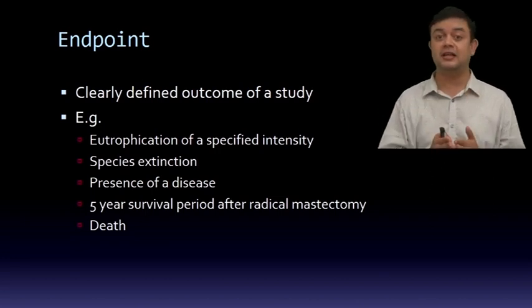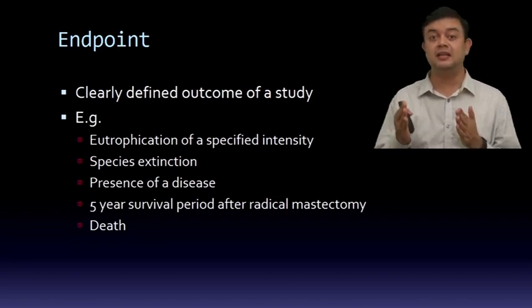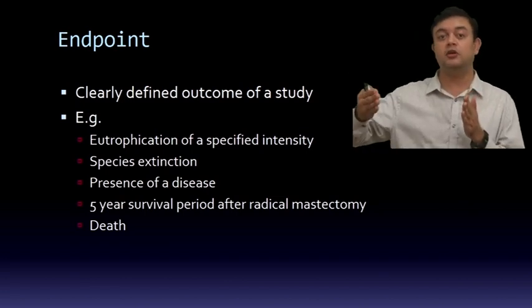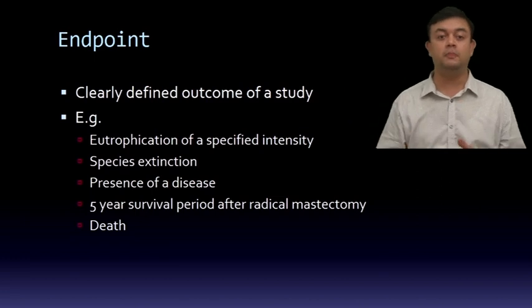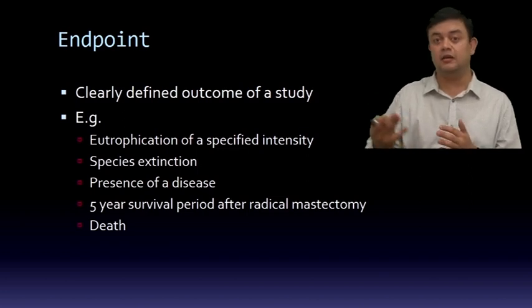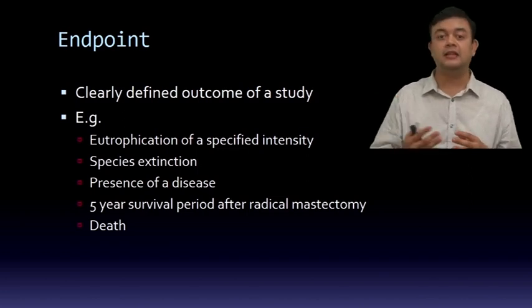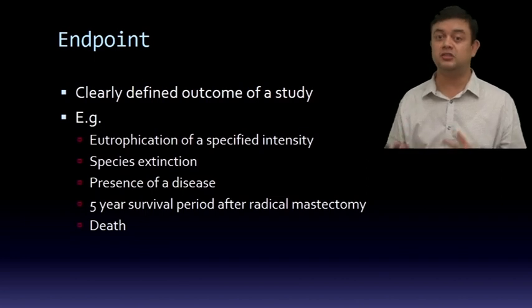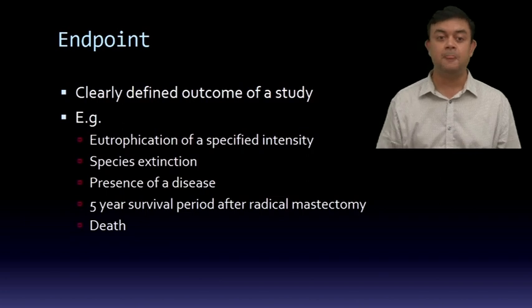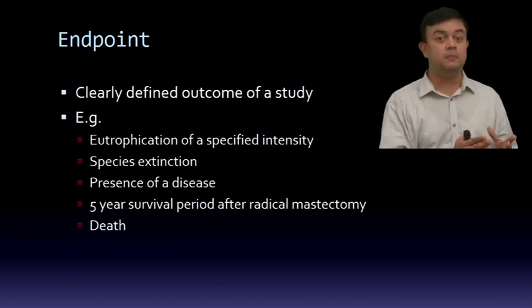Most of the temporal study, that is actually longitudinal studies, follow the cohorts towards the future event till the occurrence of the endpoint. So endpoint could be eutrophication of a specific intensity. So eutrophication, the algal bloom in the lakes, will lead to a phenomenon called eutrophication. That could be an endpoint in environmental or biodiversity assessment studies. So species extinction could be an endpoint.